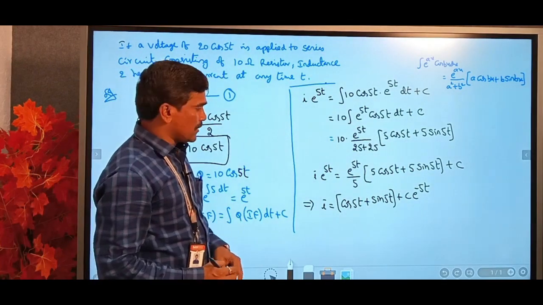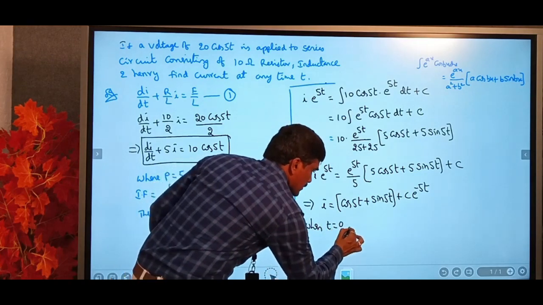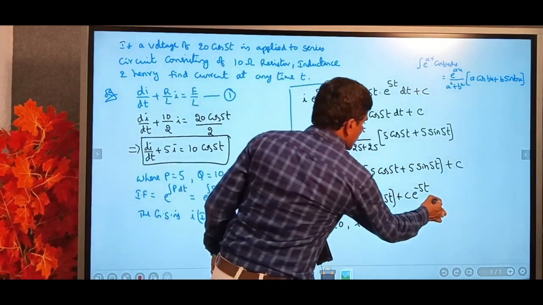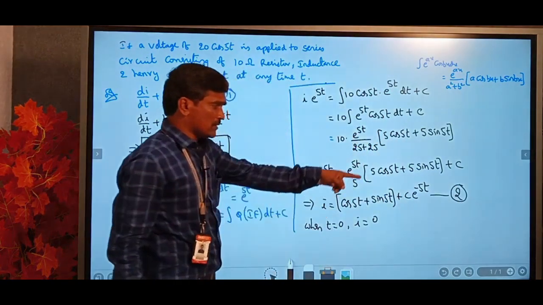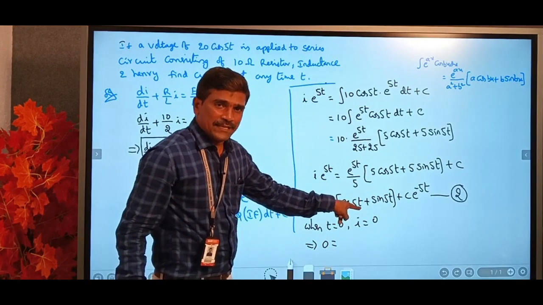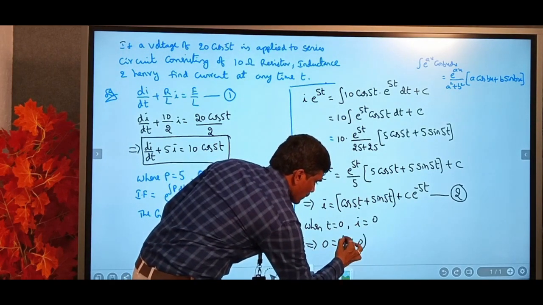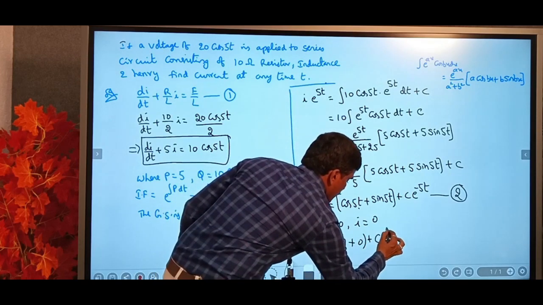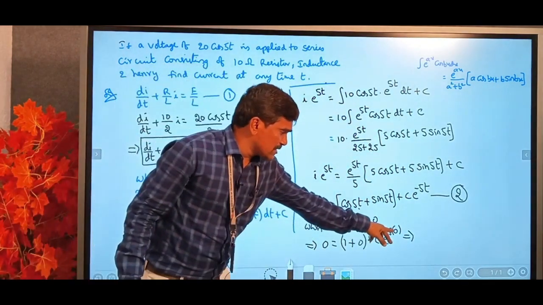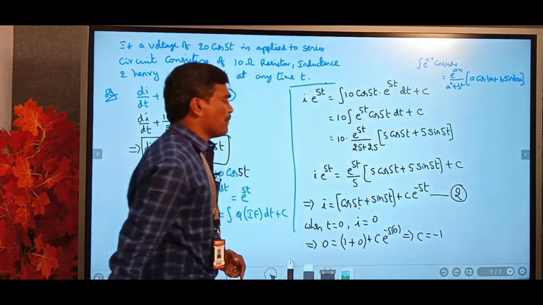Now use the initial condition to find the C value, right. What is the initial condition? When t is equal to 0, initially there is no current, so that means I is equal to 0. Now substitute these conditions in this second equation. So here I is 0. Then cos 5t, replace t with 0, so cos 0 is 1, plus sin 0 is 0, plus C into e power minus 5 into 0. That implies e power 0 is 1, so 0 is 1 plus C, transpose to the left hand side, we get C is equal to minus 1.